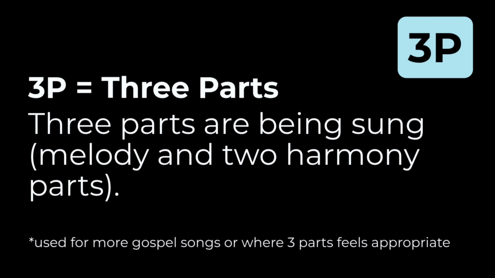The hand signal for 2 parts in rehearsal would be 2 fingers on the side. Then we have 3P, which is for 3 parts. This would be a full choral sound, soprano, alto, and tenor. It usually depends on the song.